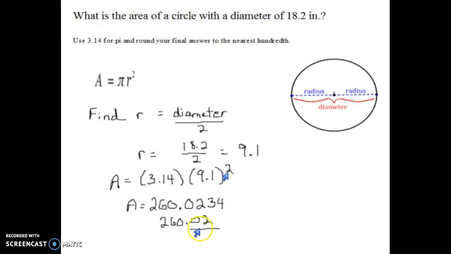They want you to round it to hundredths. So we look at this digit here and it's less than 5. So we're going to leave it as 260.02. Also be careful if they tell you to use 3.14 for pi, make sure that's what you type into your calculator. Don't hit the pi button because that can change your rounding a little bit.